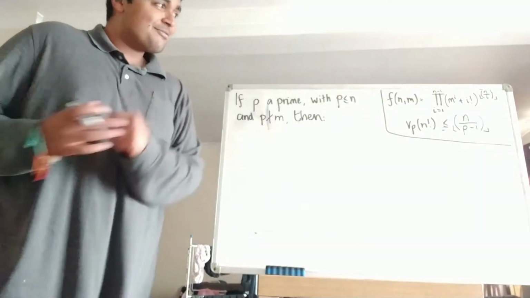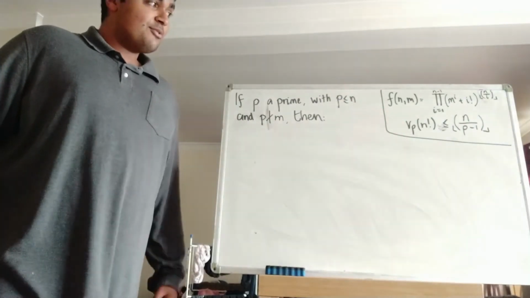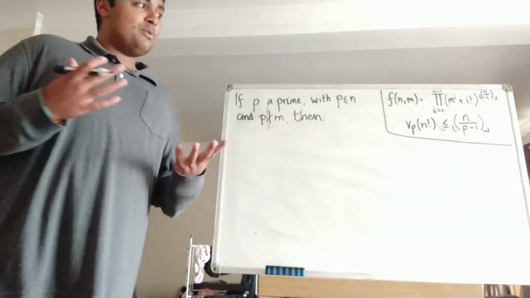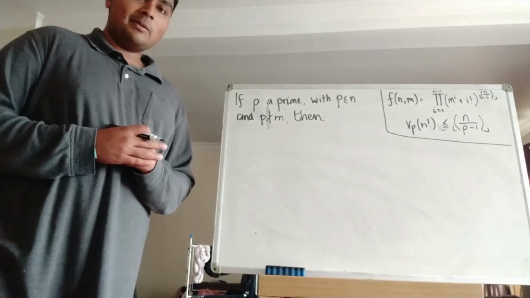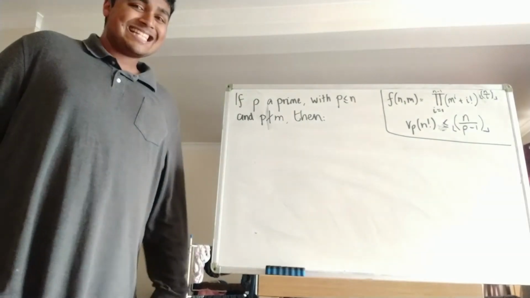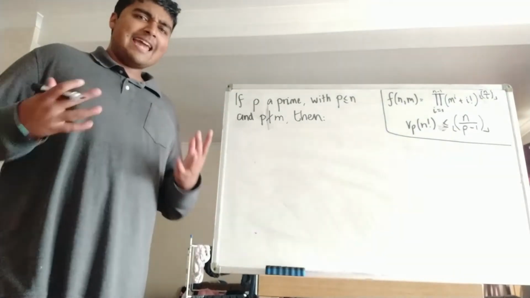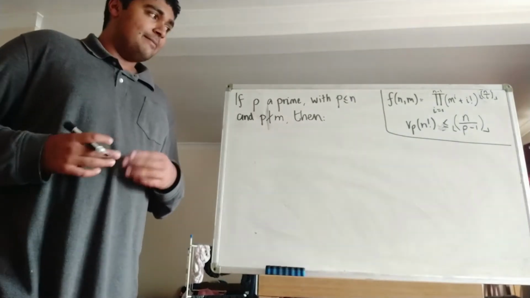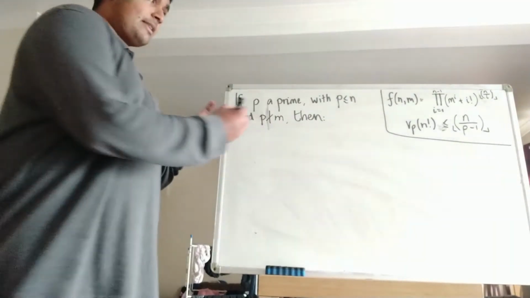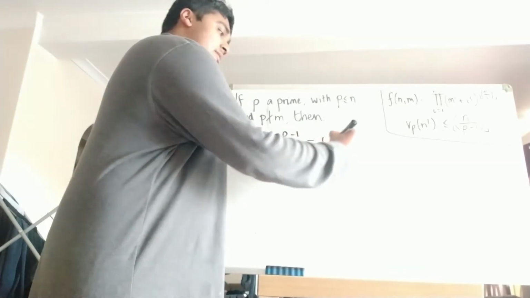Okay, so up here I've written down what we defined f(n,m) to be, and I've also written down what we just proved: v_p of n factorial is at most the floor of n over p minus 1. The next thing we're going to do is consider a prime p with p less than or equal to n and p not dividing m. So in other words, m is not a multiple of p. Then, by Fermat's little theorem, we know that m to the p minus 1 is going to be congruent to 1 mod p.